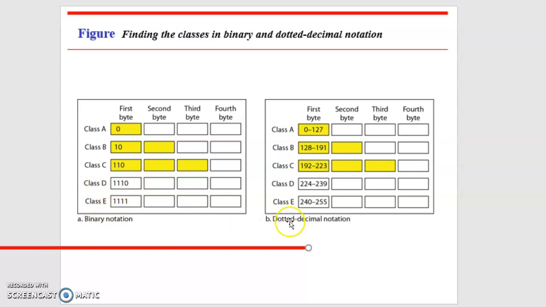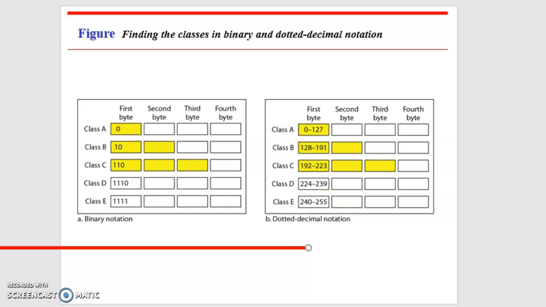Similarly, in decimal notation, we can identify that if the first byte, that means the number before the first dot, is in the range from 0 to 127, it belongs to class A. If it is from 128 to 191, it belongs to class B. If 192 to 223, class C. 224 to 239, class D. 240 to 255, class E.